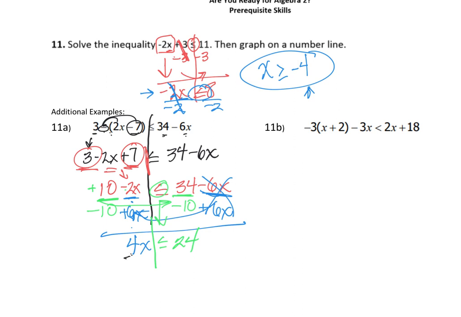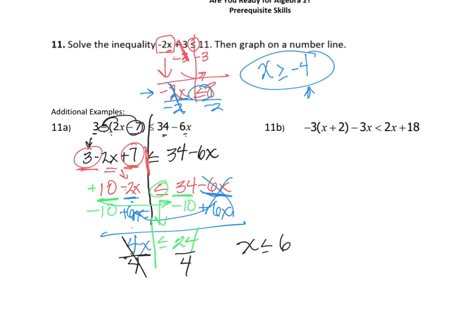Okay, 4 and x are touching. That means they're multiplying. So we undo multiplication because I'm trying to move this 4 to the opposite side of that line. So I have to use opposite operations. The opposite of multiplication is division. We're dividing both sides by 4. So x is now isolated. 24 divided by 4 is 6.